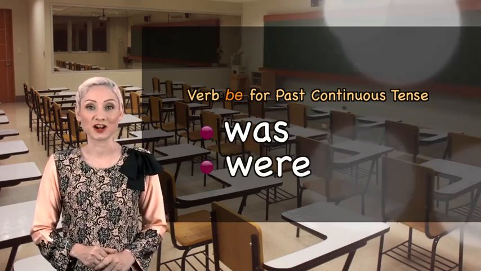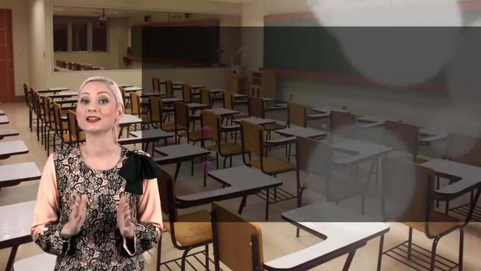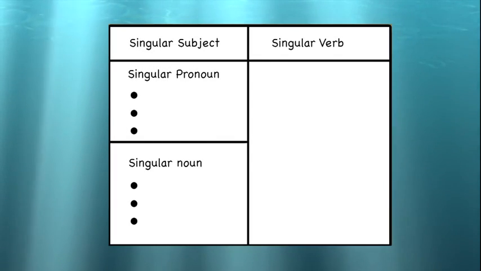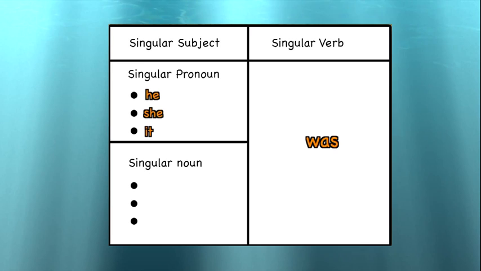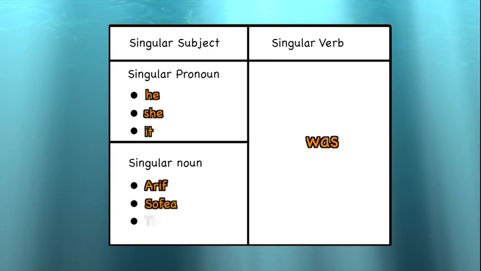In order to construct a correct sentence in the past continuous tense, these verbs must always agree with the subject in the sentence. This is where mistakes commonly occur when students try to use the past continuous tense. For singular pronouns like he, she, or it, we can use the singular verb was. We can also use the singular verb was for nouns like Arif, Sophia, or the girl.